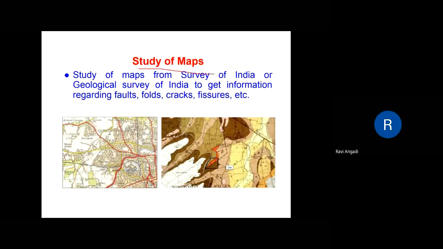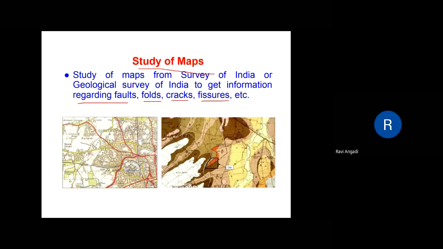The geological maps, that is, the study of maps from the Survey of India or Geological Survey of India, to get the information regarding faults, folds, cracks, fissures. So these many things he needs to study before taking any major decision. He should study them in reconnaissance only. In those maps he should get the information regarding faults, folds, even cracks and fissures.